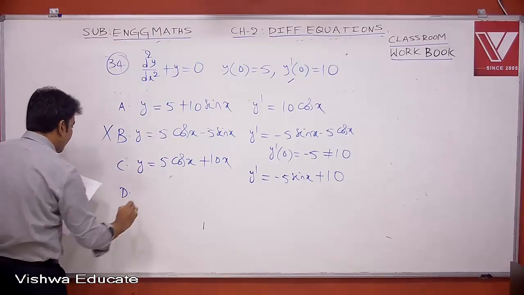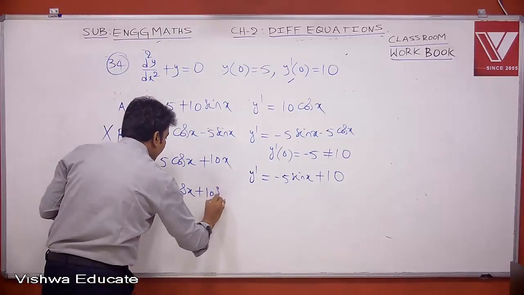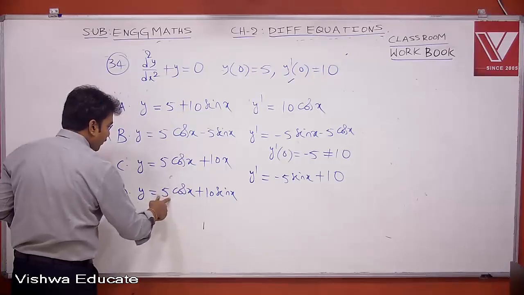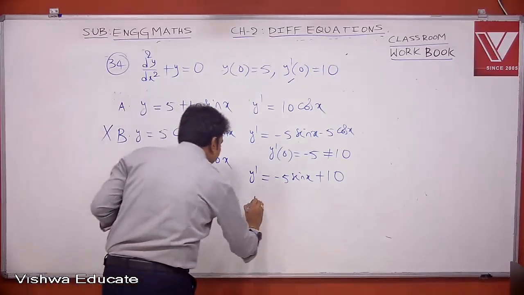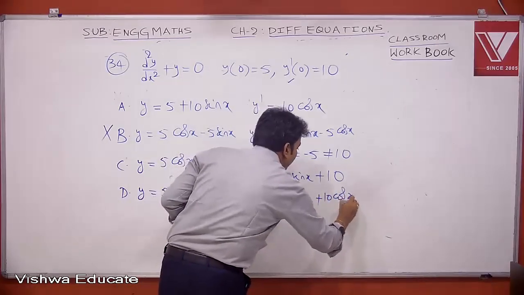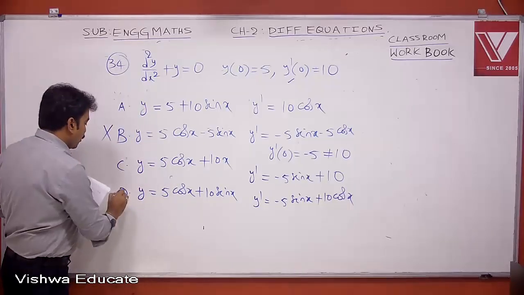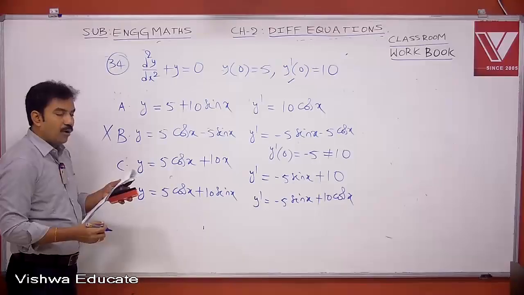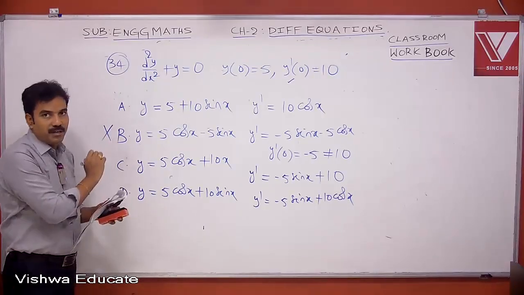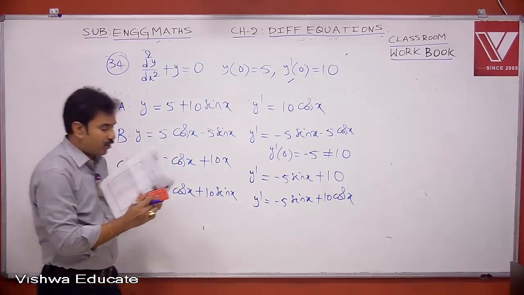Now come to option D. This is y equal to 5 cos x plus 10 sin x. When you replace x by 0, we get 5. The derivative of this option is y dash equal to minus 5 sin x plus 10 cos x. When you replace x by 0, we get y dash value as 10. So option D also satisfies both boundary conditions. Just by using options, I can eliminate only option B, right? Now let us try to find the general solution of this equation.